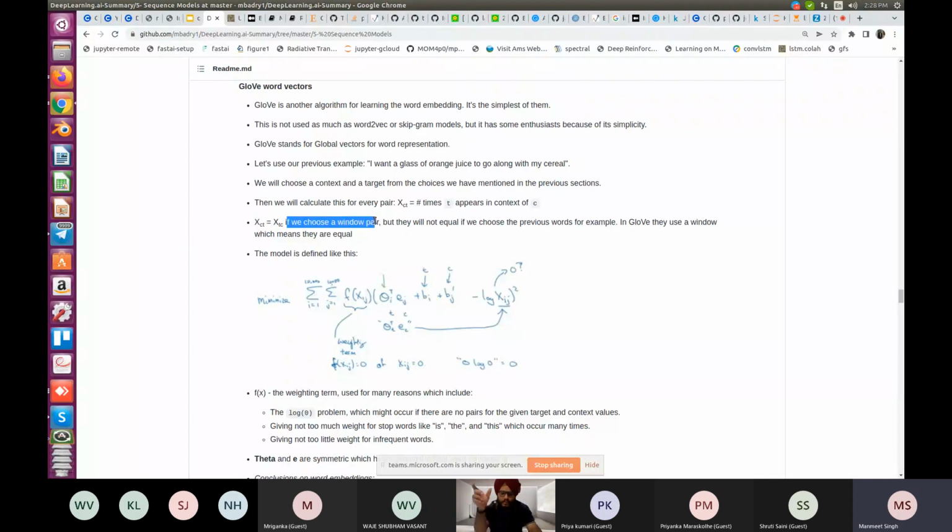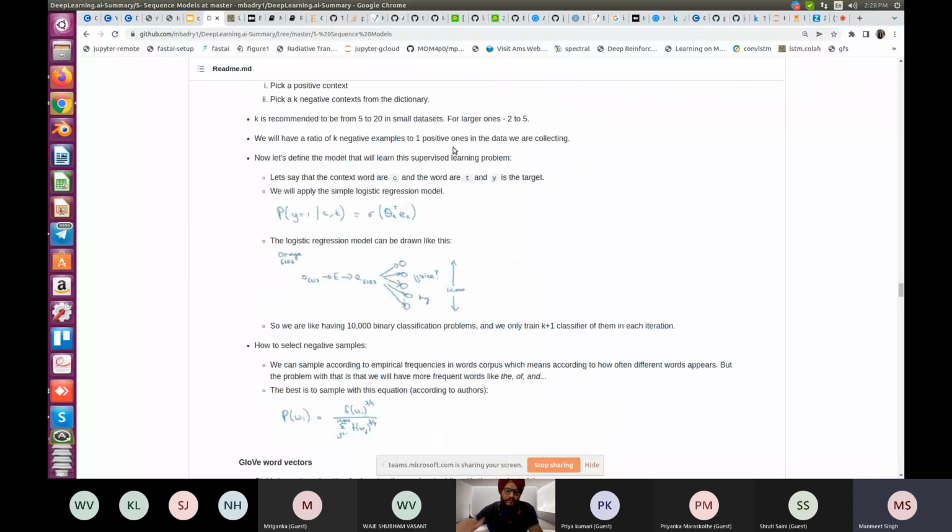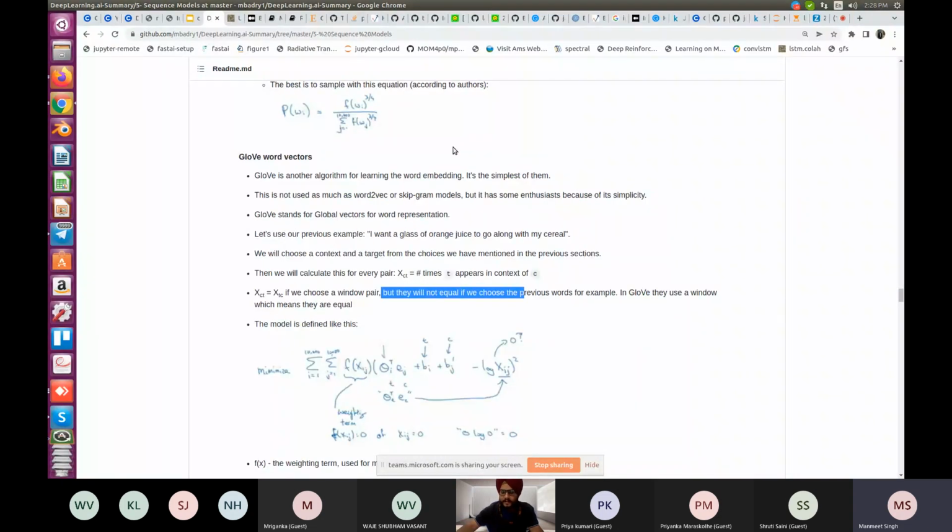So if you just choose a window pair, that there is a context window, let's say 4 words before the target word or 4 words after the target word, then X_ct will be equal to X_tc. But they will not be equal if we choose the previous words, for example, the way we previously chose the context words; there X_tc and X_ct won't be equal. So in GloVe they use a window, which means that they are equal.